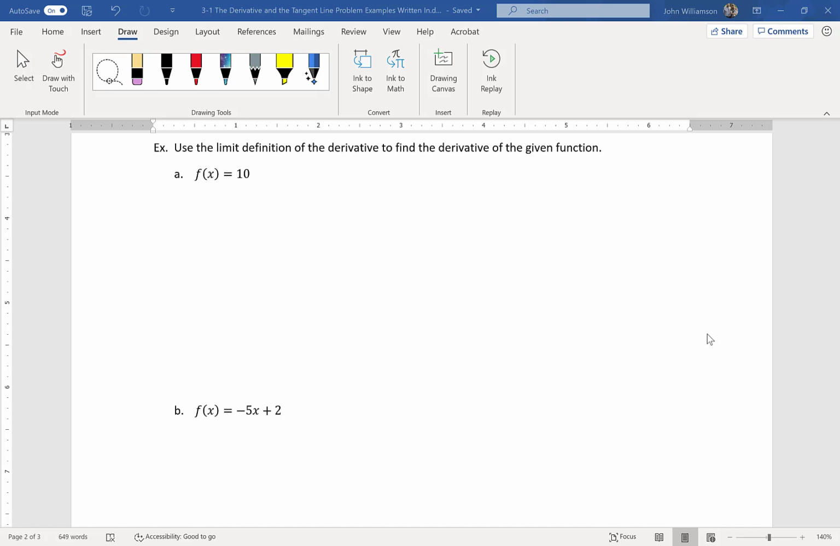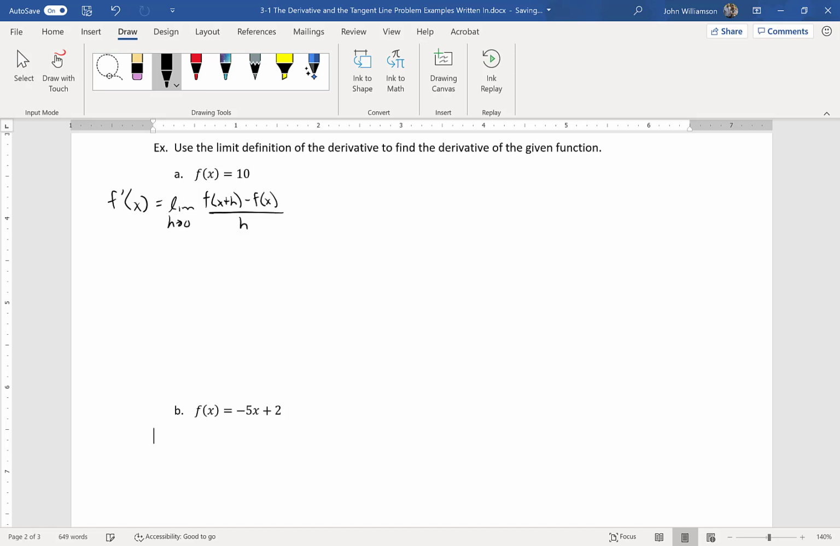Okay, now let's look at some examples of how we use the limit definition of the derivative to find the derivative of the given function. So let's start out with a nice basic one. We've got a constant function, f of x equals 10. So remember, our limit definition of the derivative tells us that f prime of x is equal to the limit as h is approaching 0 of f of x plus h minus f of x all over h.